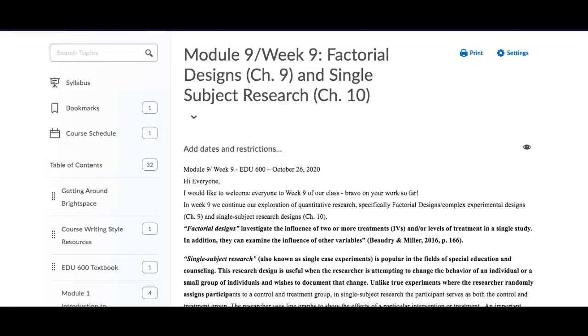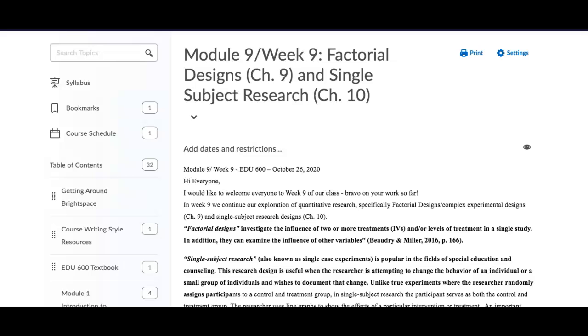Congratulations on making it this far, and we certainly are now in the second half of our class, and I'll have some information on that as we go forward. So what we're going to be looking at this week is really a continuation of our exploration of quantitative research, specifically the experimental type of research. So this week we'll be looking at chapters 9 and chapters 10.